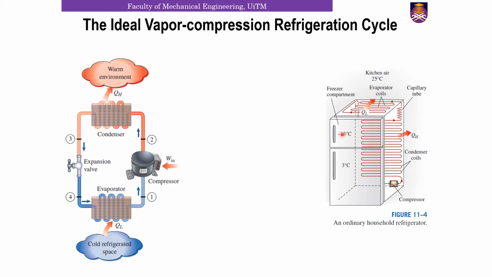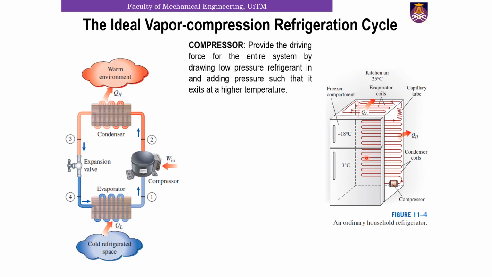This way you can then maintain the temperature in the freezer compartment at a very low temperature, which is -18. And we know these temperatures are very important if you want to preserve the food or prolong the shelf life of your food product. So you have four components. The first one is compressor. And what is the function of the compressor? Compressor is there to provide the driving force for the entire system by drawing low pressure refrigerant in and adding pressure such that it exits at high temperature. So that is the use of a compressor.